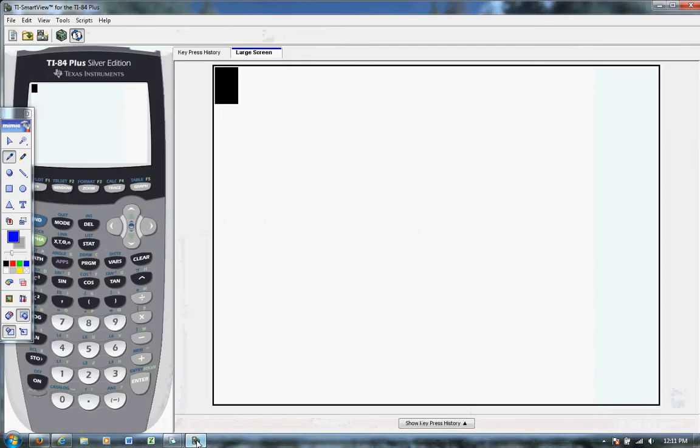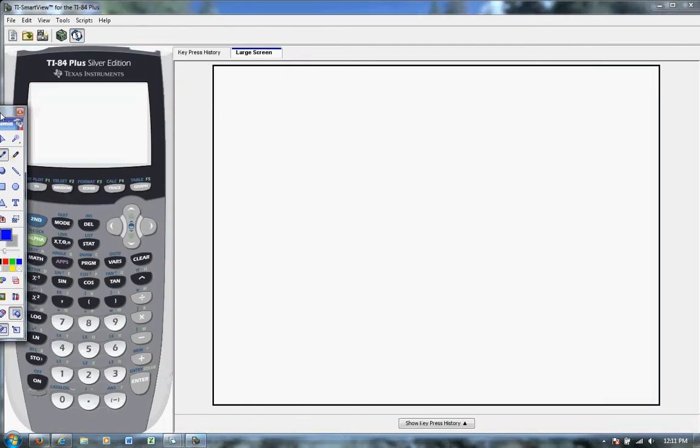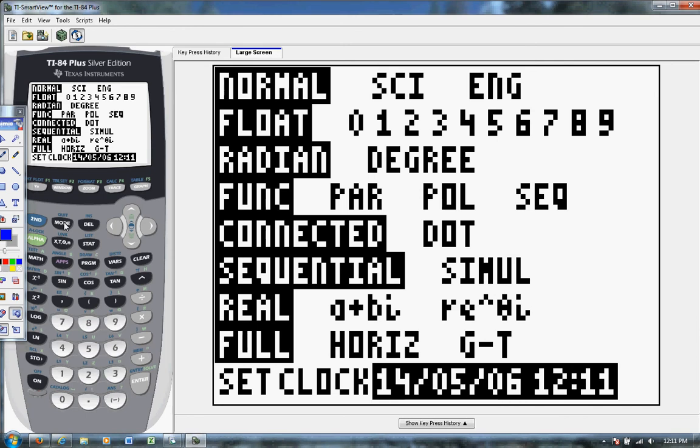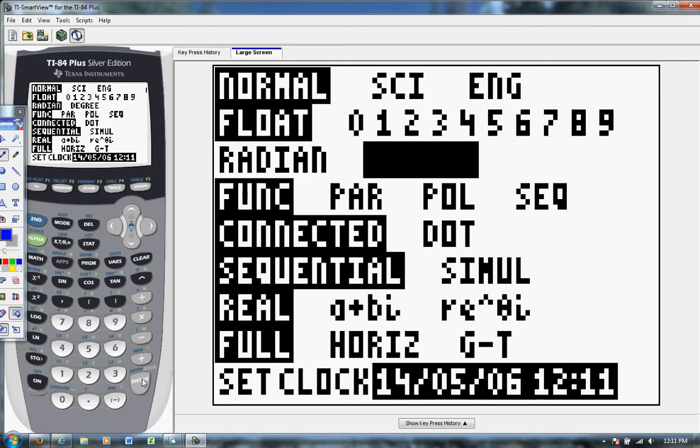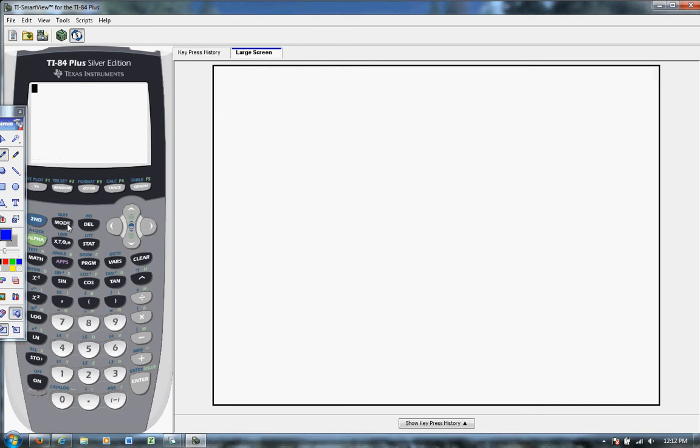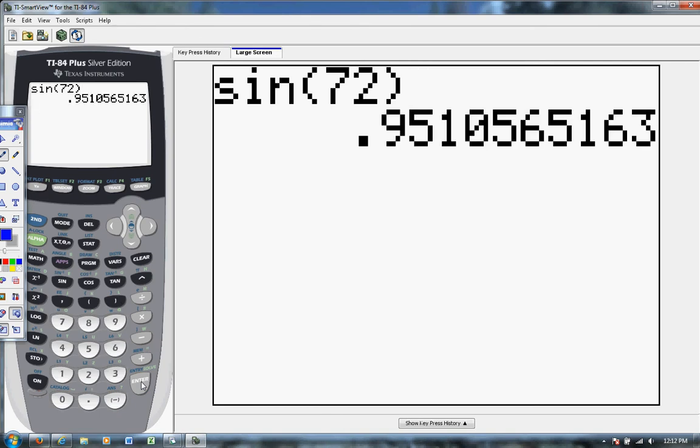So if you go to your calculator, the very first thing you need to do is check which mode you're in. We are working with degrees, so I need to be in degree mode for this problem. So make sure you're in degree mode first. Okay? Now, I had to calculate the sine of 72. So I'll just do the sine of 72 and hit enter. 0.951 is the sine of 72.